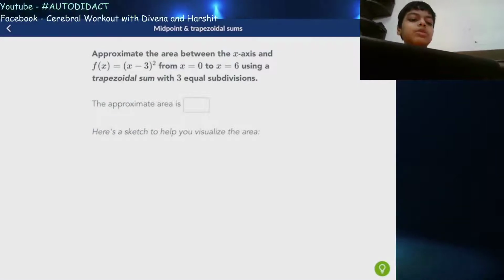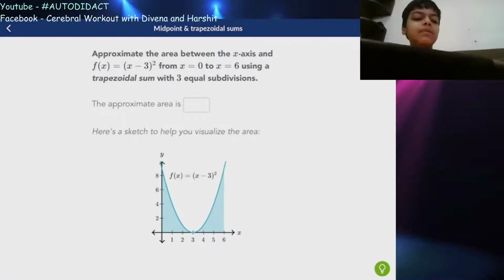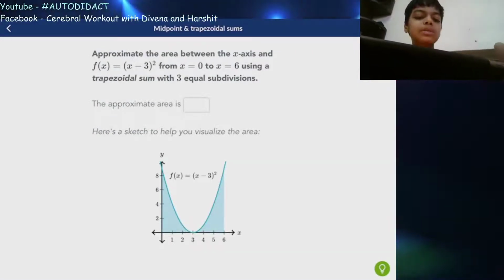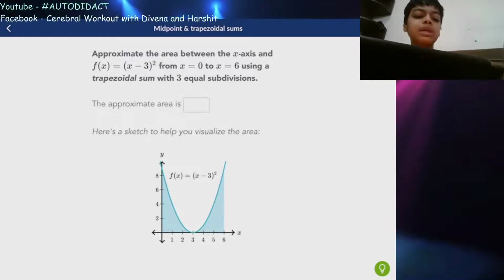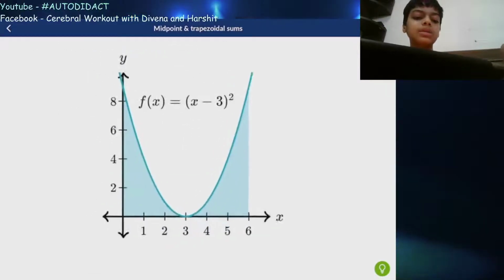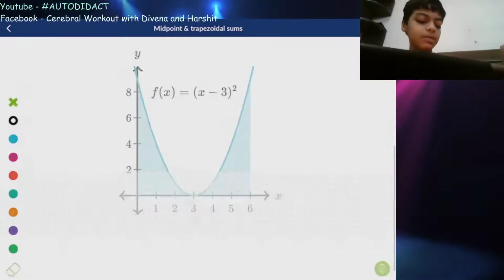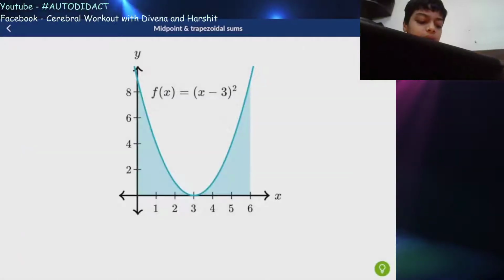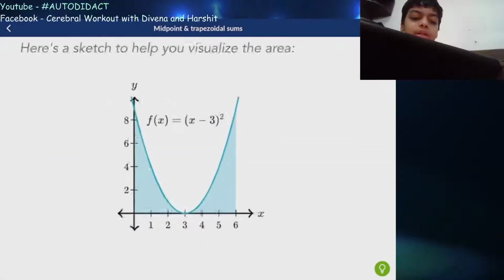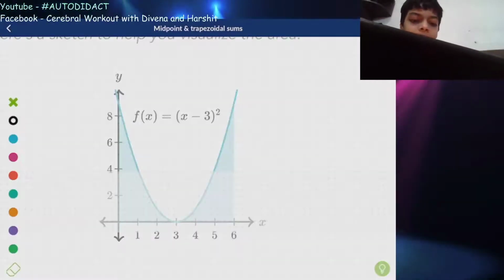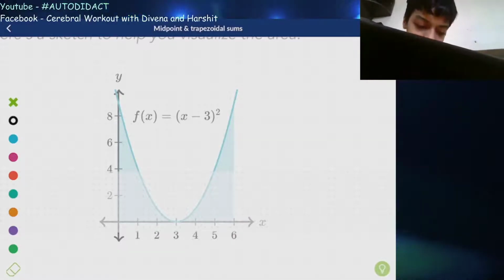Let's do the next one. Approximate the area between the x-axis and f of x equals x minus 3 squared from x equals 0 to x equals 6 using a trapezoidal sum with 3 equal subdivisions. The approximate area is dash. So let's find this using 3 equal subdivisions between 0 and 6. So each delta x will be equal to 2.